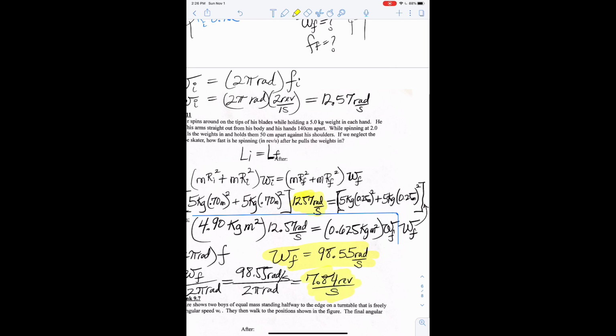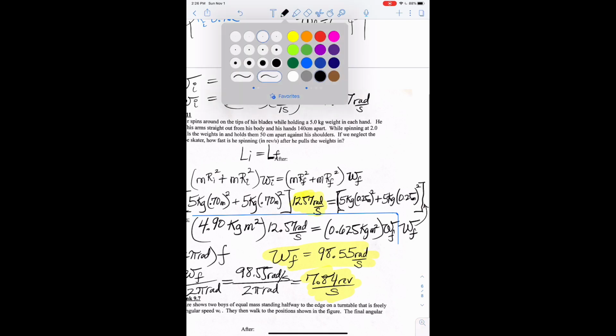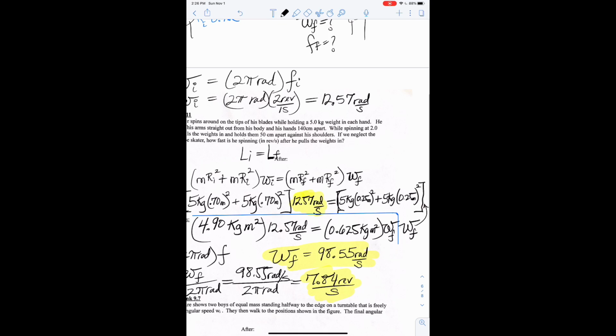All right. So there we go. There's our final answer there. And this is the final frequency, or the final angular velocity, in revolutions per second. So you see that the two are kind of the same, right? That frequency and angular velocity are kind of interchangeable.